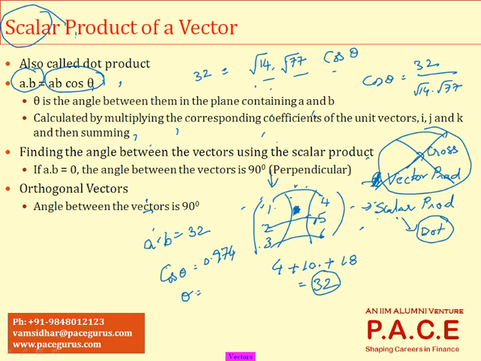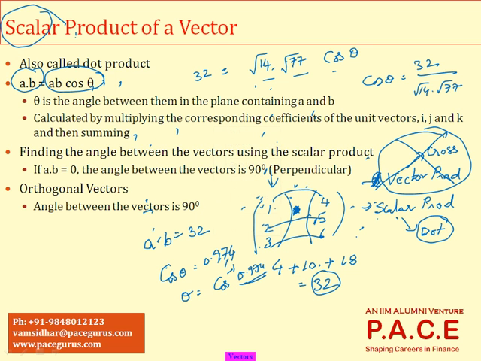In some of your calculators you can find the cos inverse directly. So you can simply find cos inverse of 0.974, and you can find the value from your cos tables. You can very well find your cos inverse value. So that is the angle between the two vectors. So from the scalar product you can find the angle between the two vectors also using this kind of mechanism.